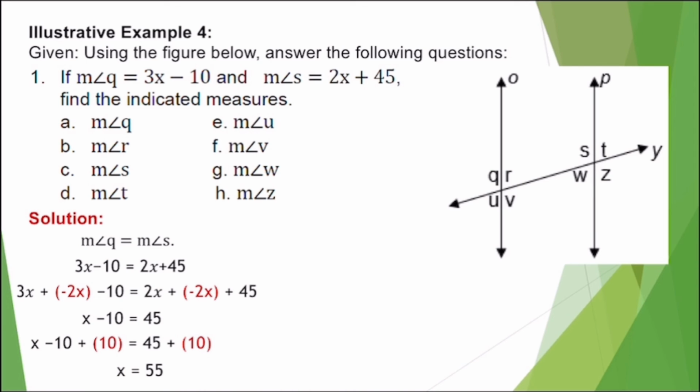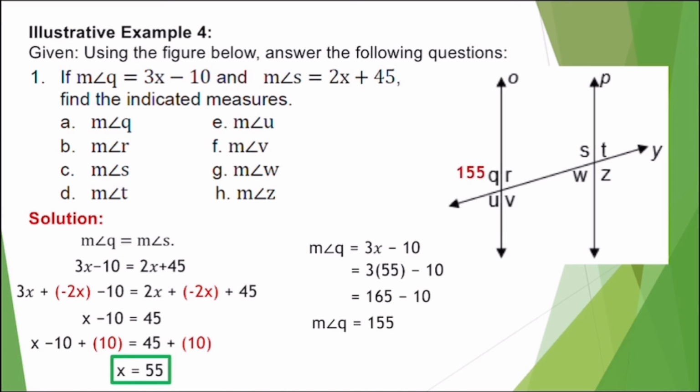So from here, let's find first the degree measure of angle Q. Again, the value is 3x minus 10. And after that, let's substitute the value of x, which is 55. So we will have now 3 times 55 minus 10. So 3 times 55, we have 165 minus 10. We have now 155. So therefore, the degree measure of angle Q is 155.